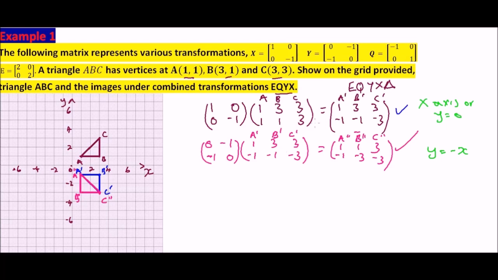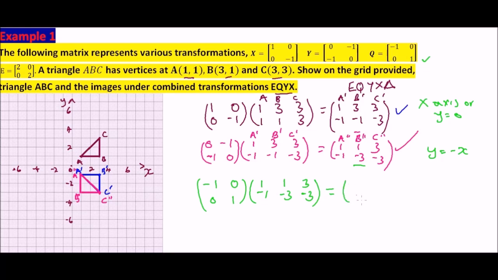Now we go to the third one, which is Q, our Q here. So we are going to write a matrix Q, which is -1, 0, 0, 1. We multiply what we have as new here. We have 1, -1, we have 1, -3, and we have 3, -3 equals. When you multiply that, it will be 1 times -1 is -1, and this will be 0.